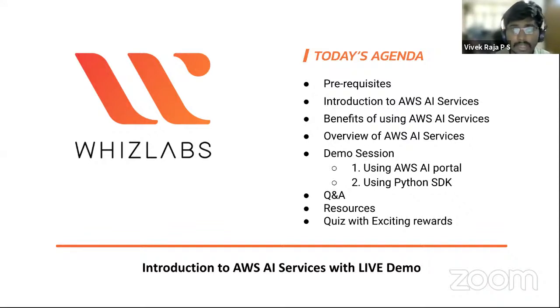Then comes the demo session. We'll use two ways to demonstrate the AI services. One is the inbuilt API service built into the console, so you can directly go and play with it. And the second is the SDK. Since most of us are developers and we need to integrate AI services in our application, we need a programming language or CLI or something. So today we are going to take Python as the programming language.